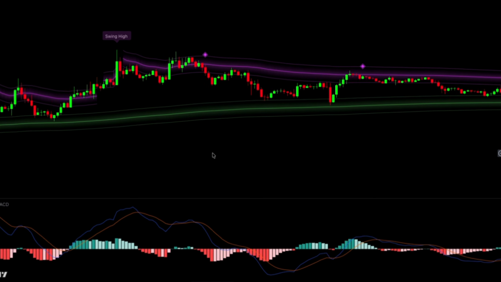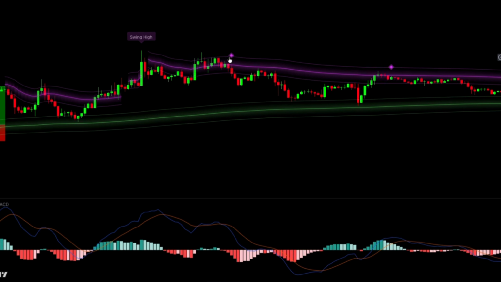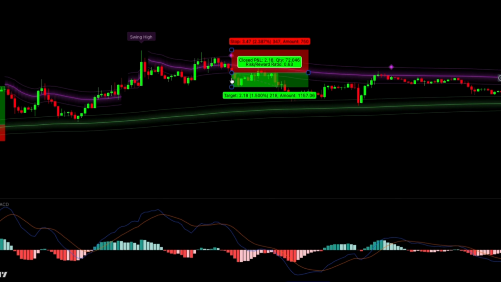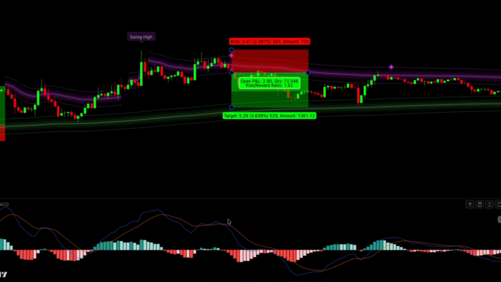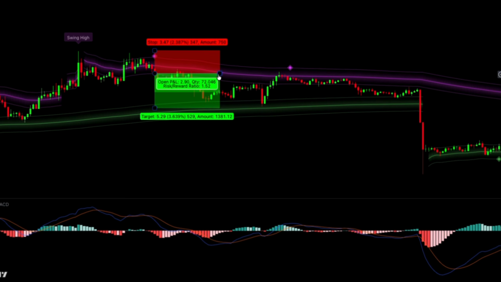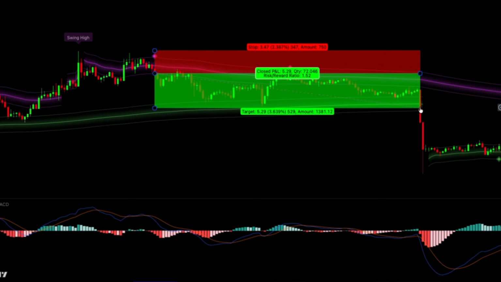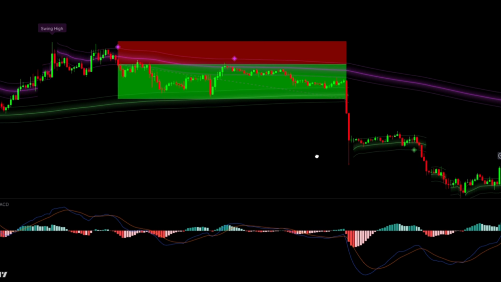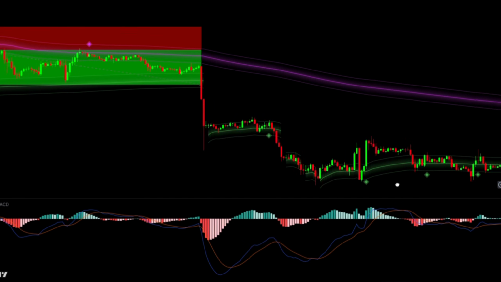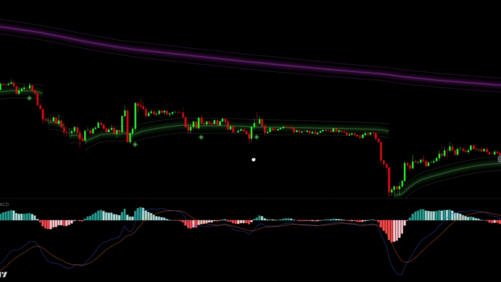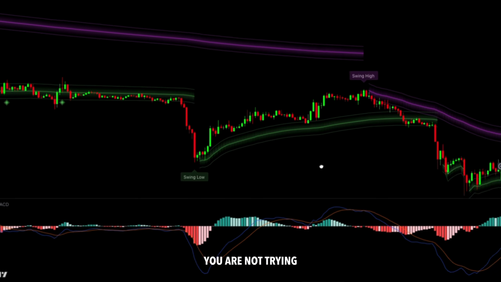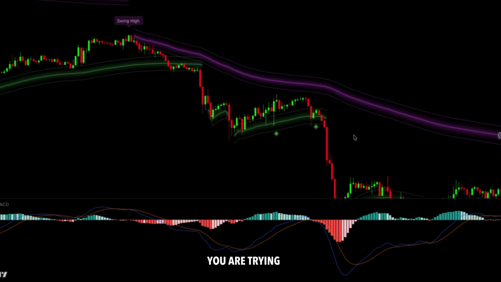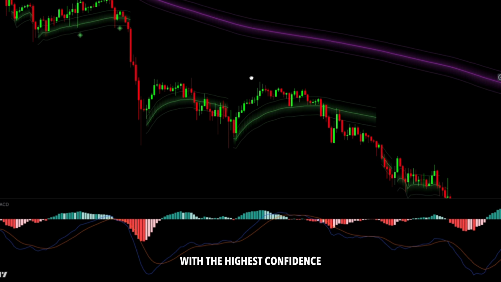For short trades, you wait for a swing high label, then watch for price to pull back to the upper purple band. Before entering on the purple rectangle signal, check for bearish confirmation: RSI showing overbought with bearish divergence, MACD showing bearish crossover, or price remaining below a key exponential moving average. This layered approach is excellent for conservative traders who prioritize accuracy over frequency. You are not trying to catch every move. You are trying to catch the best moves with the highest confidence.